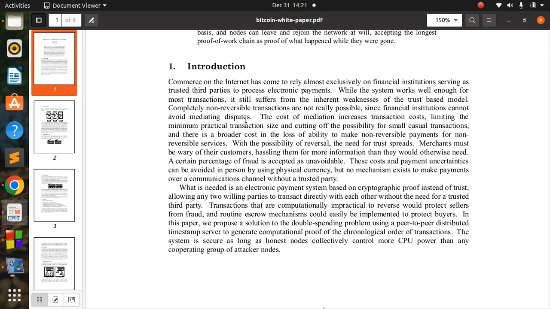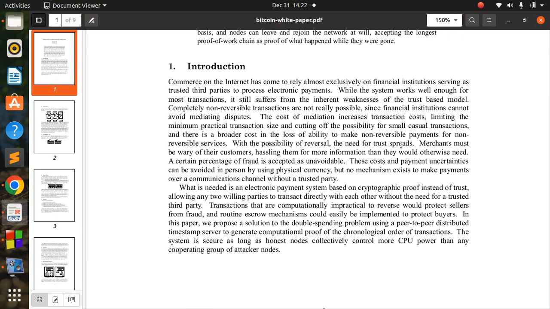Okay, the cost of mediation increases transaction costs. It means it increases the amount of sending that money to maybe Ebonyi State from the US, for instance, limiting the minimum practical transaction size and cutting off the possibility for small casual transactions. And there is a broader cost in the loss of ability to make non-reversible payments for non-reversible services. You see, with the possibility of reversal, the need for trust spreads. That means once there's a need for reversal, then there's a need for more trusted third parties.